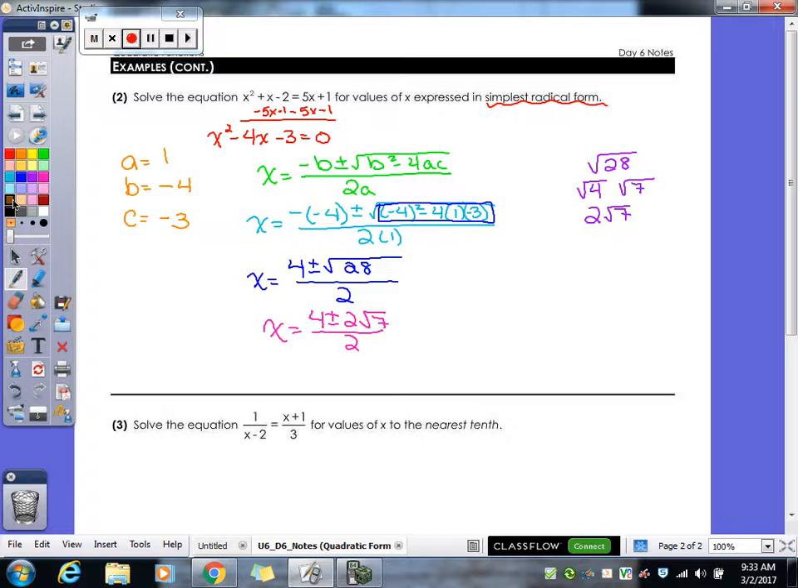Which we did do last class. That's why I had you do ones like these. So now you want to look at all the numbers outside of the radical. Can I reduce all those? Yes. By what? 2. 4 divided by 2 is? 2 divided by 2 is? And then 2 divided by 2 is 1. So we get x equals 2 plus or minus 1 radical 7.